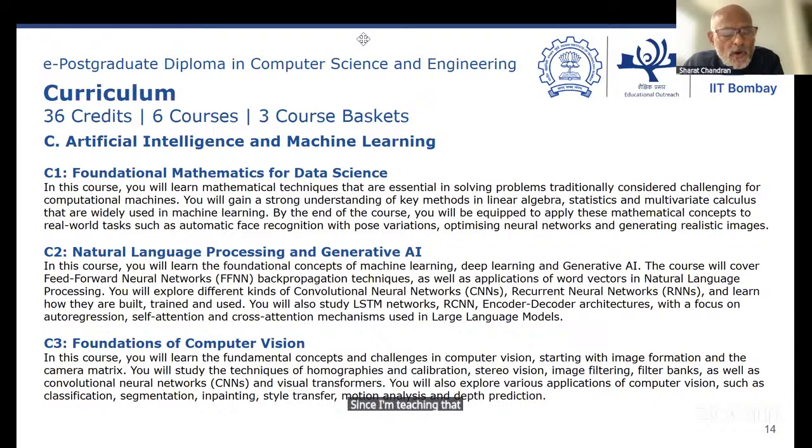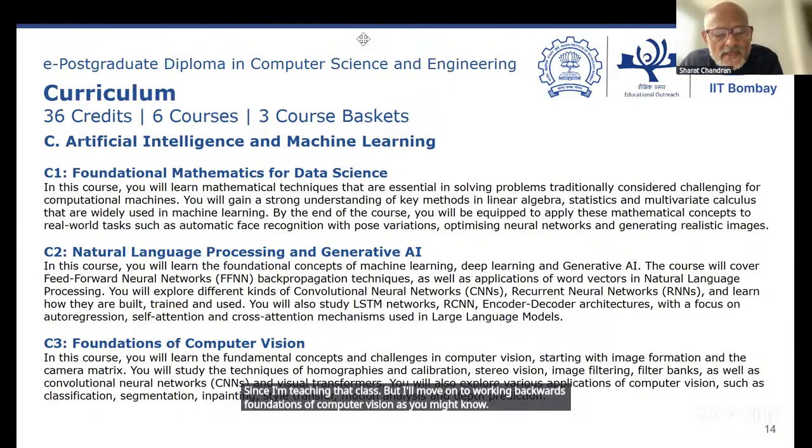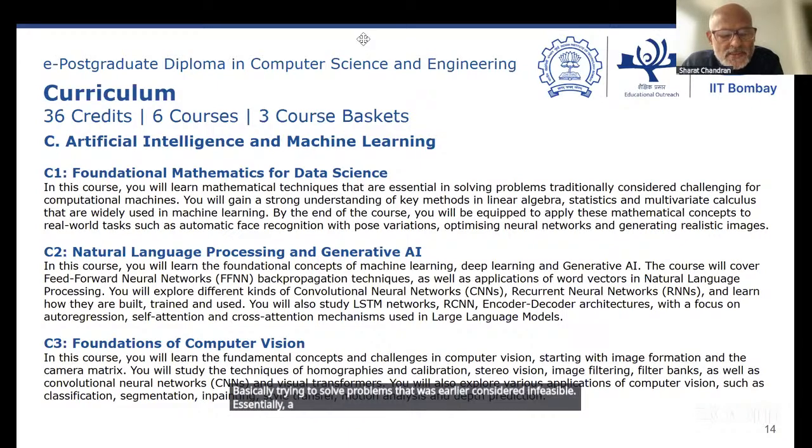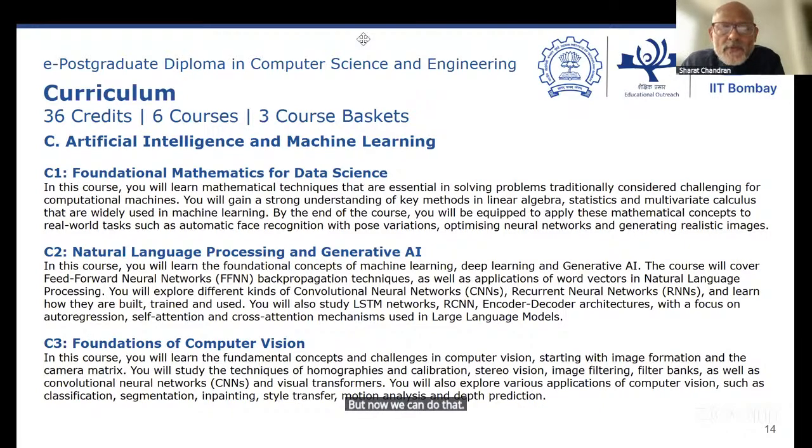But I'll move on, working backwards, to foundations of computer vision. As you might know, the revolution in artificial intelligence and machine learning kicked off with AlexNet and basically trying to solve problems that were earlier considered infeasible. Essentially, a child can recognize persons, but the computer was not able to do that. But now we can do that. We can do face recognition very well.